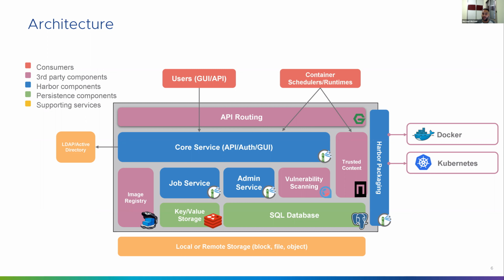So whether you deploy Harbor in Docker, you're going to get a whole bunch of images that are running the different components of Harbor, or you could deploy it using Helm in Kubernetes, and you get a scalable architecture where most of these components run as pods. And I forgot to mention, at the underlying layer, we have local or remote storage.